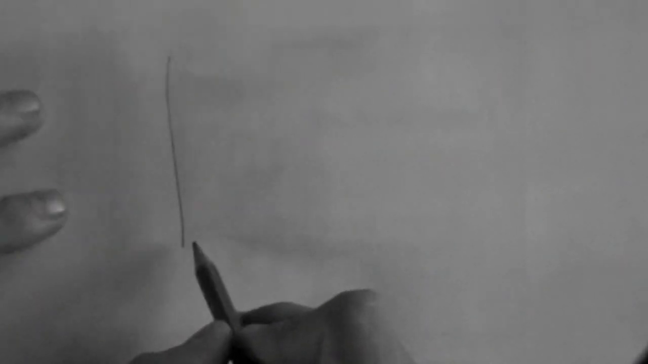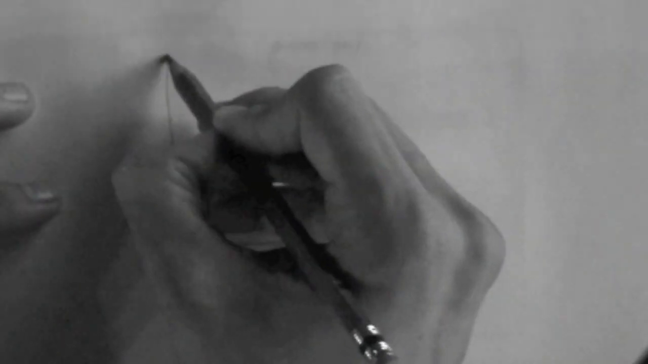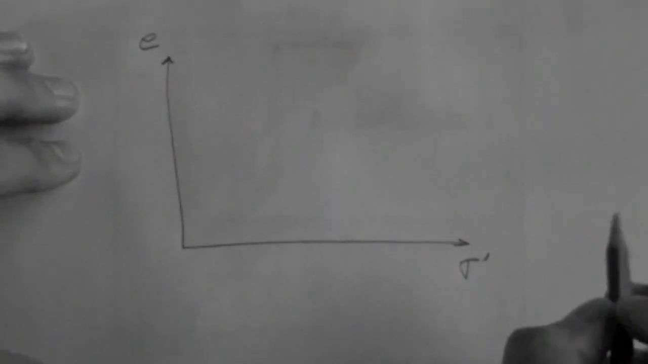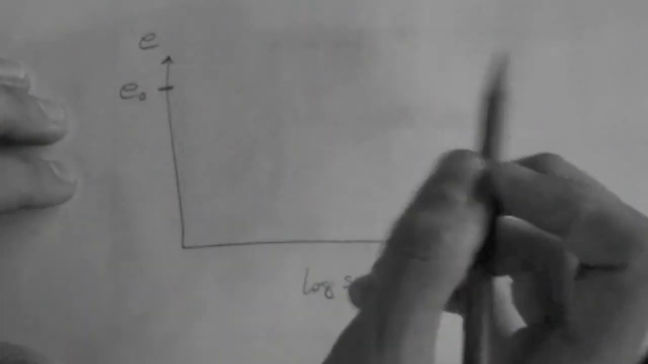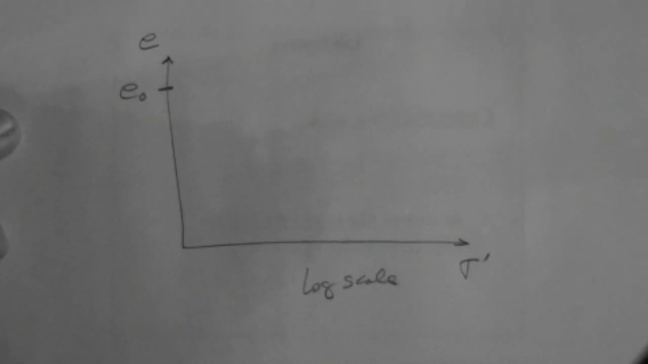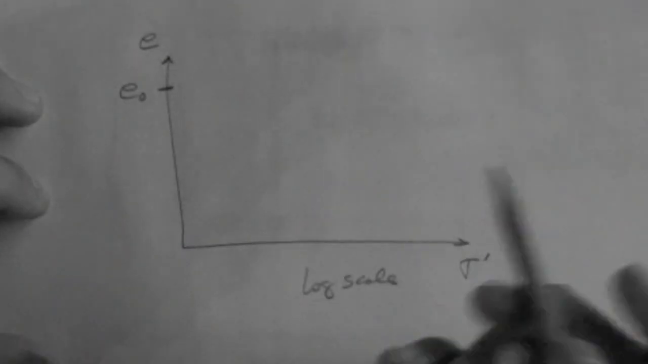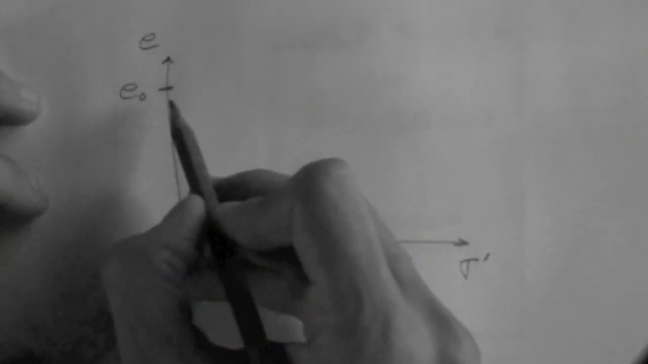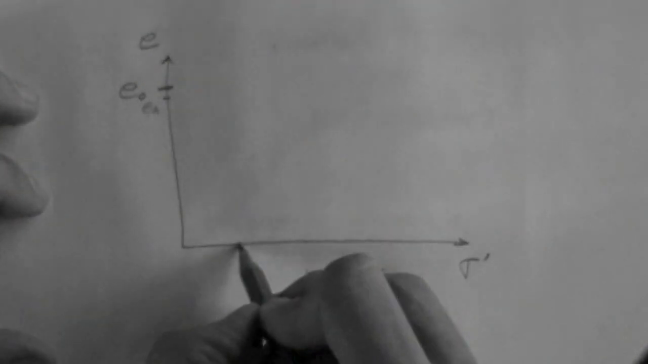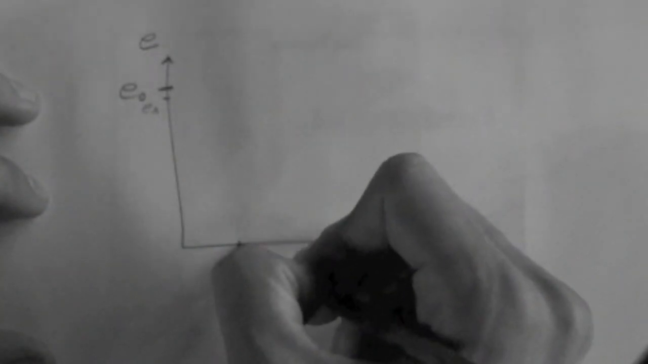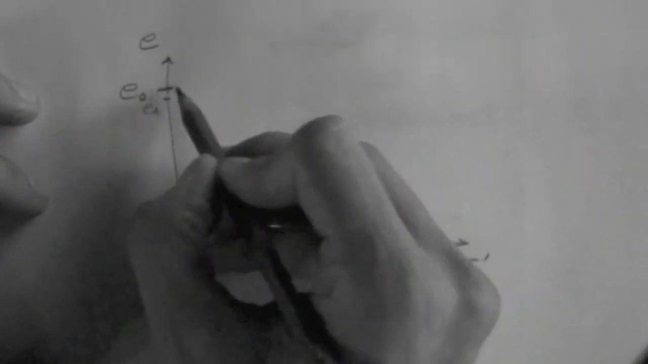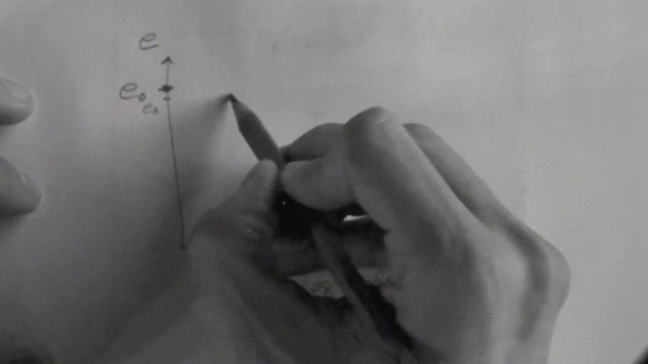Once we have these parameters, then we can reduce them to a plot that looks like this. e versus sigma prime, and we put this in a log scale. e naught is known because you know the volume of voids and the volume of solids for the specimen before you load it. Then we plot sigma A versus eA. So eA is going to be down here. And sigma A prime is some value, not zero, say 100 kPa. Okay, so we have that point.